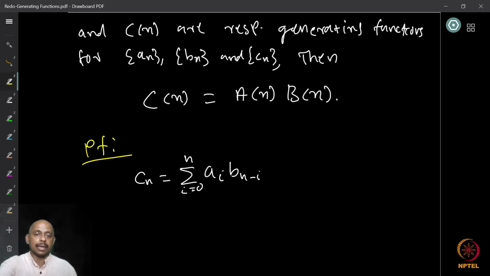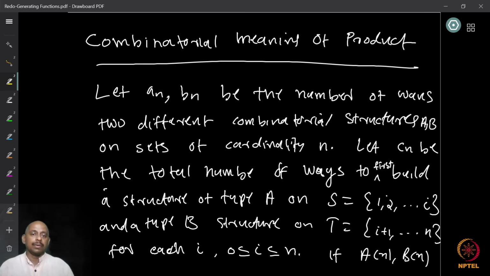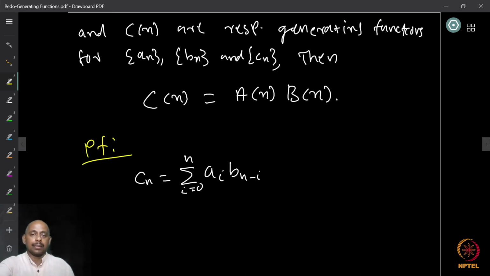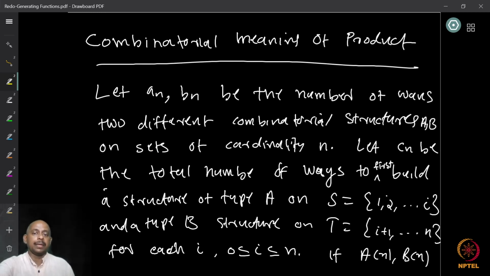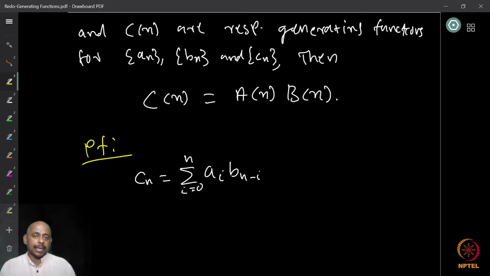So what is our definition for c_n? We said that c_n is the number of ways to first build a structure of type A on 1 to i, which is basically a_i, and then put a structure of type B on i plus 1 to n, which has n minus i elements. On any n minus i element set, I have exactly b_(n minus i) structures of type B. So for a fixed i, I have a_i structures I can make here, and b_(n minus i) possibilities for the type B structure. Therefore the total number of ways is a_i times b_(n minus i).